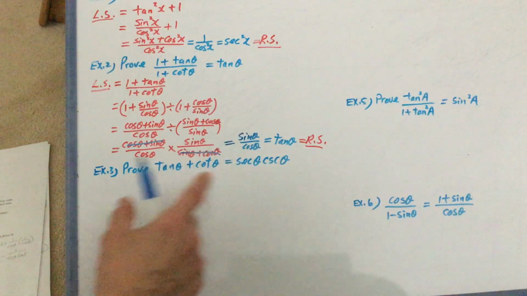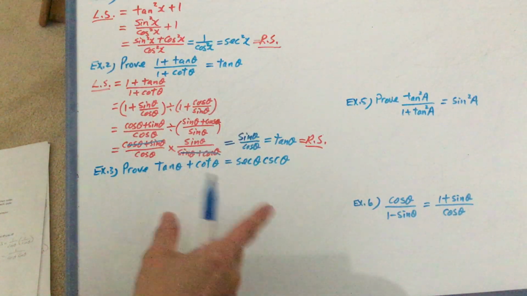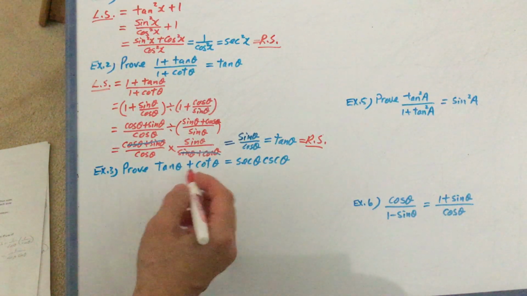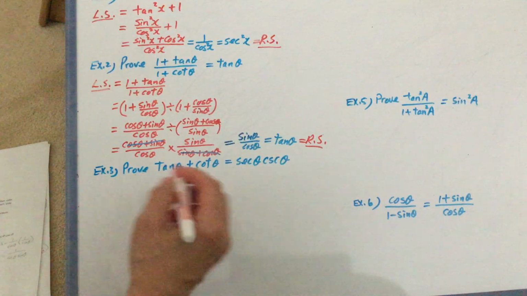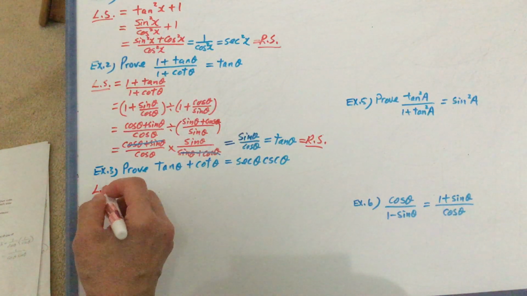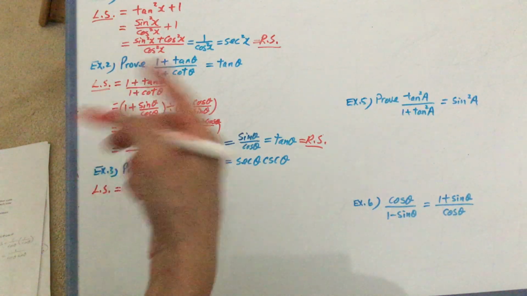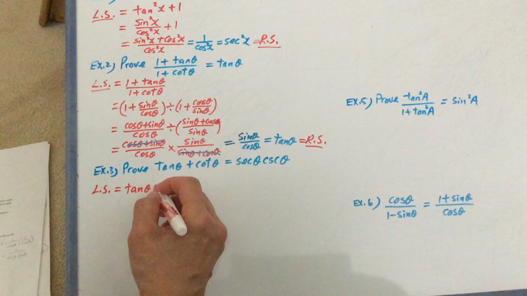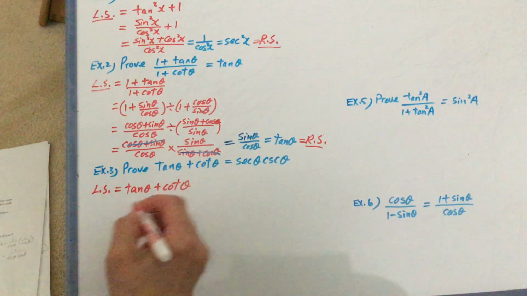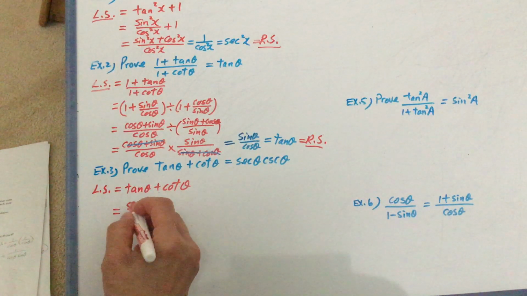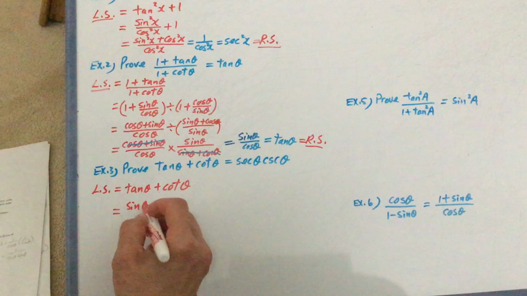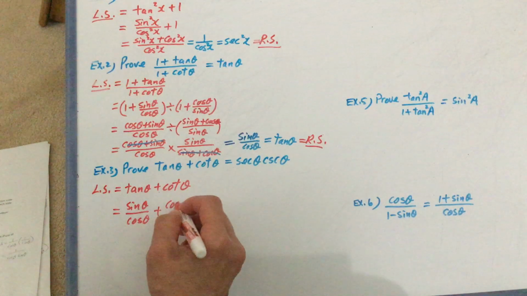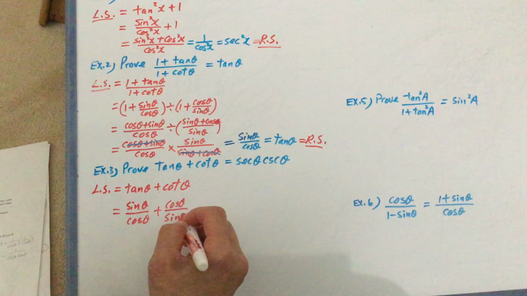Sometimes you have a choice to pick either one, but I will still try to pick the one with the reciprocal ratio, because I always think that with the reciprocal one, there are more things you can do about it. Okay, so I have tangent theta plus cotangent theta, and I convert the tangent theta into sine theta over cos theta, and then cotangent theta becomes cos theta over sine theta.